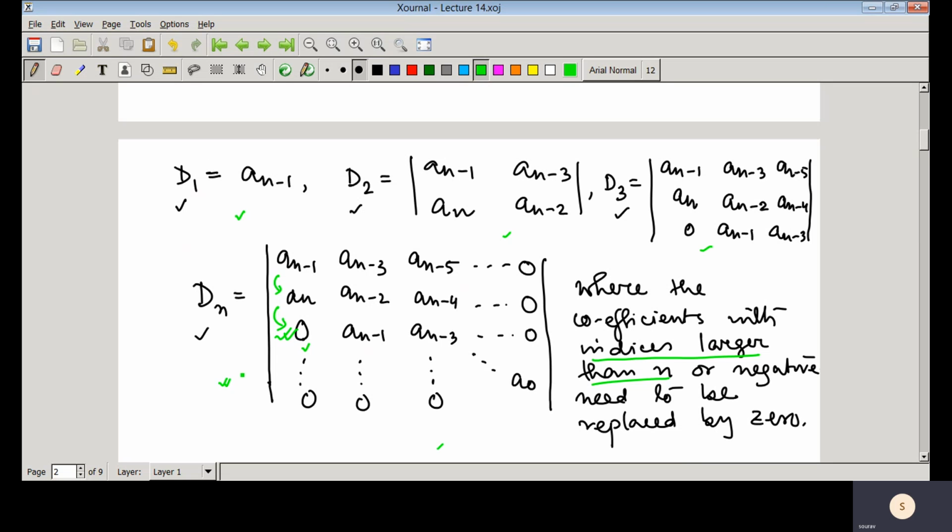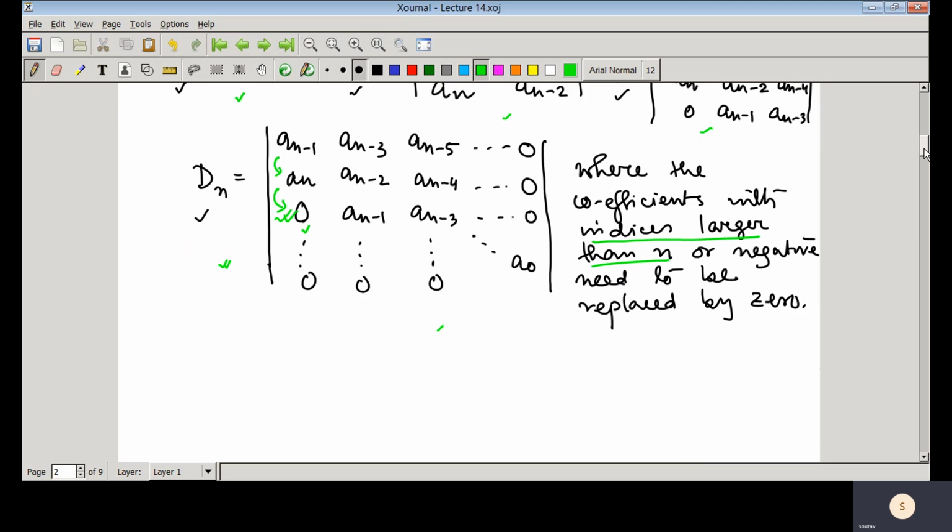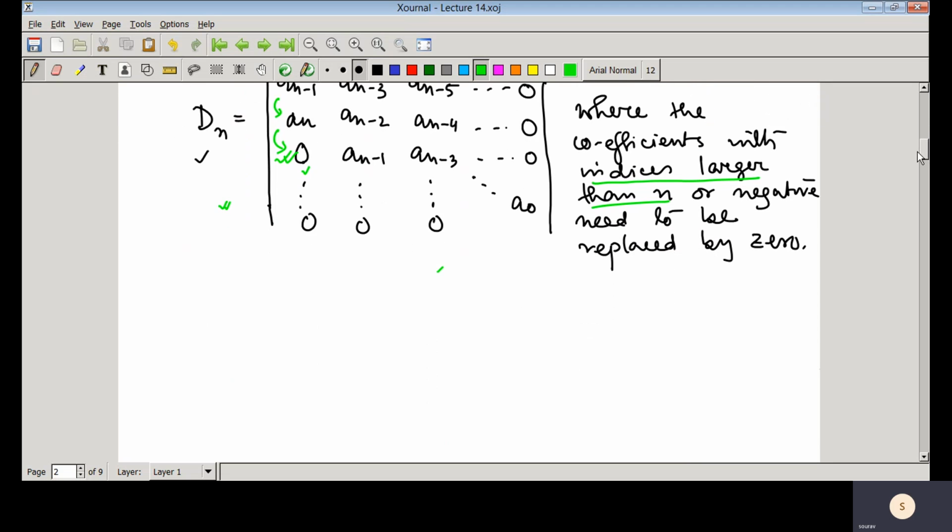So then Routh proposed one method, a tabular method, by which we can find whether all the Hurwitz determinants would be positive or not. Routh proposed one method that is called the Routh Table.